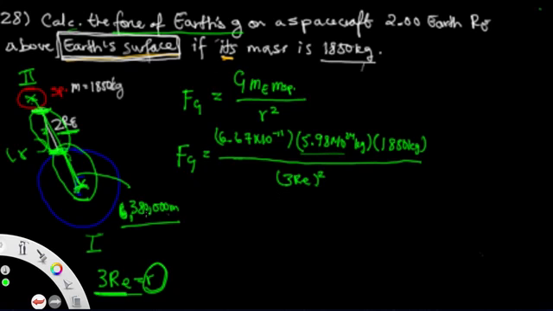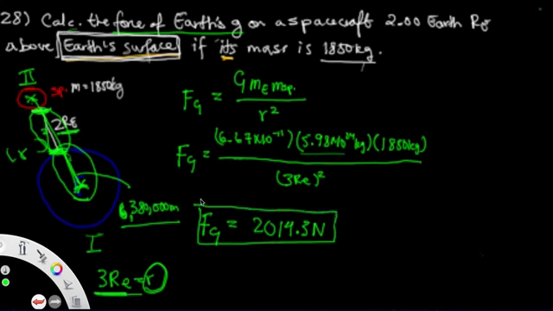So it'll be 9 times 6,380,000. When we plug all this into our calculator, we should get the value of 2014.3 newtons. And this should be the answer to the problem.